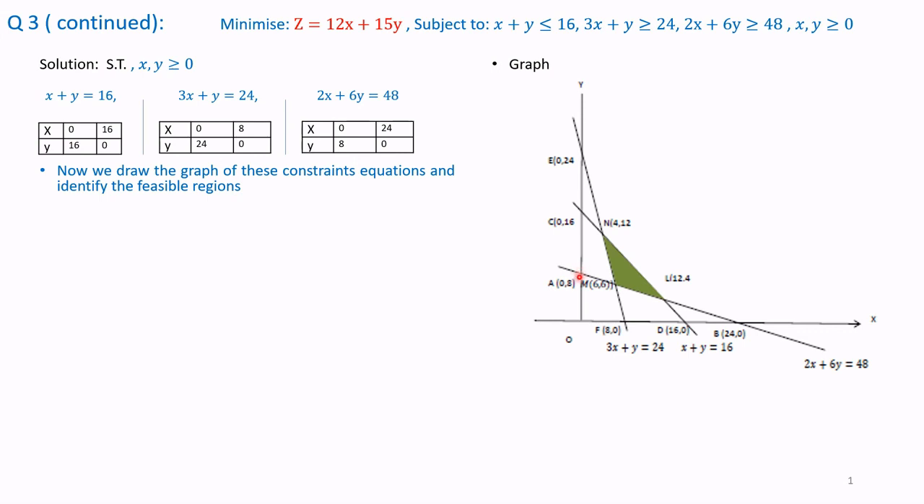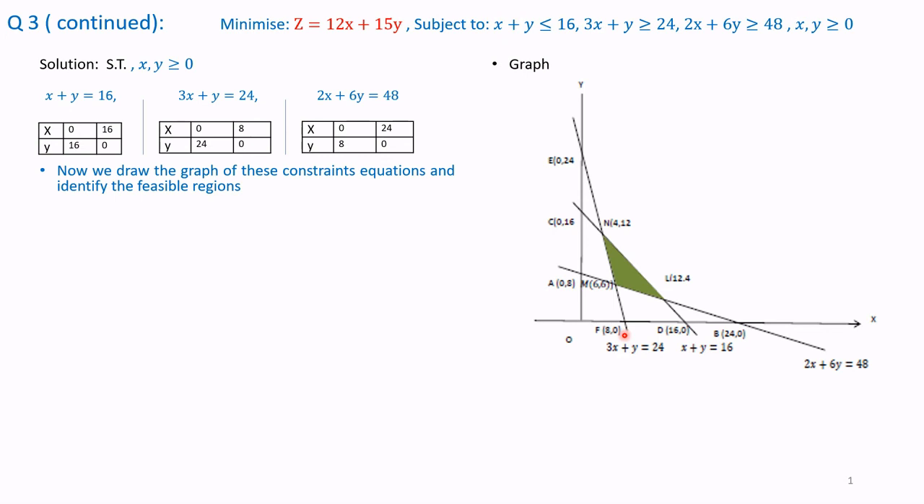And the next point for this line 2x plus 6y is x is equal to 24. X is equal to 24 is here and y is also 0 here on the x-axis. You join these 2 points to get this third line. So we have drawn three lines and we will mark them as A, B, C, D, E and F. These are the points as shown in the diagram and the graph sheet.